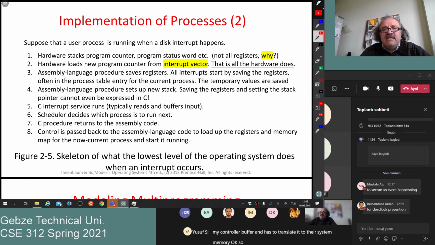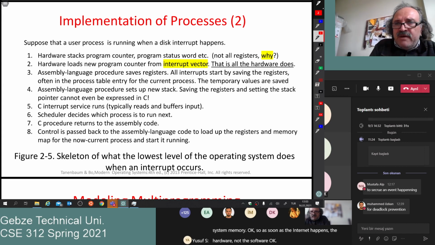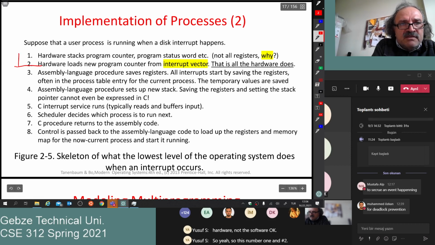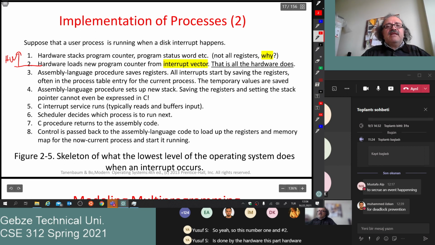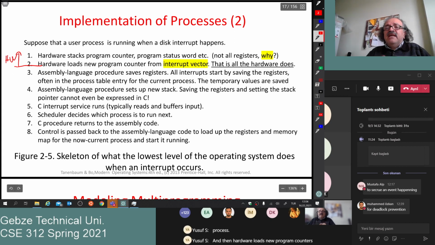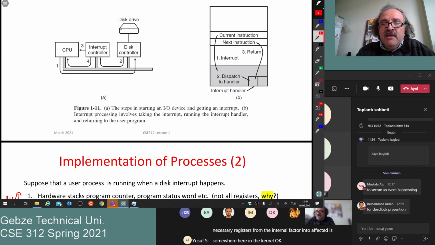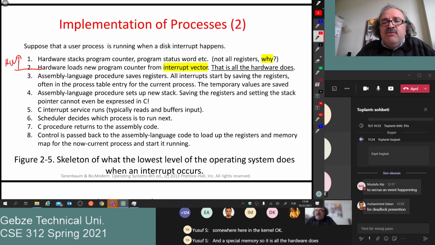As soon as the interrupt happens, the hardware, not the software, does number 1 and number 2. The operating system did not come into the picture, but we need to know what the hardware does. The hardware stores the program counter, program status word, and important registers into the stack, so that we know where we left off in our current process. Then the hardware loads a new program counter and the necessary registers from the interrupt vector. The interrupt vector is somewhere here in the kernel, in special memory. That is all the hardware does. The operating system did not do anything yet.